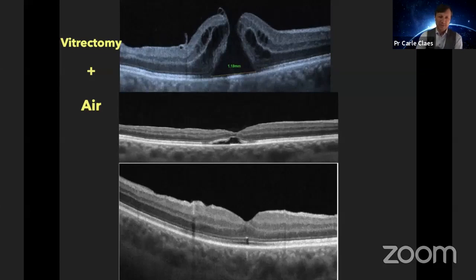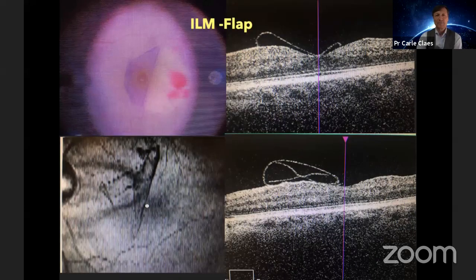Also, just with air tamponade, we can close holes even without positioning the patient postoperatively. ILM flaps to cover the hole are very popular, and this is a loose flap that is folding over the hole.